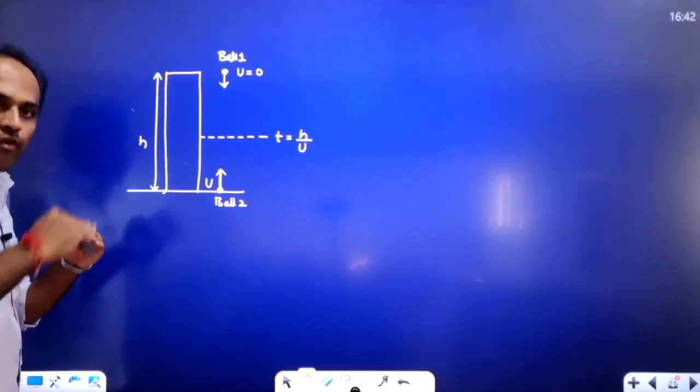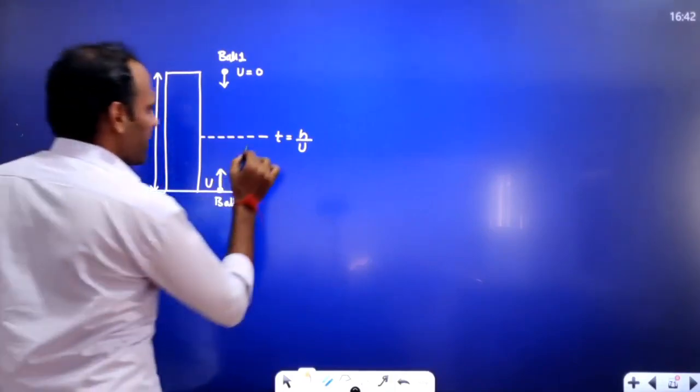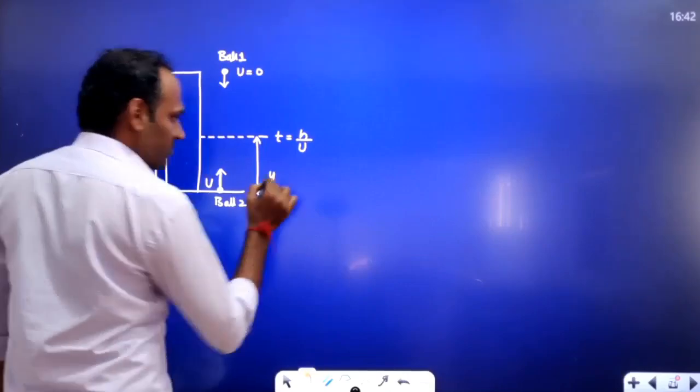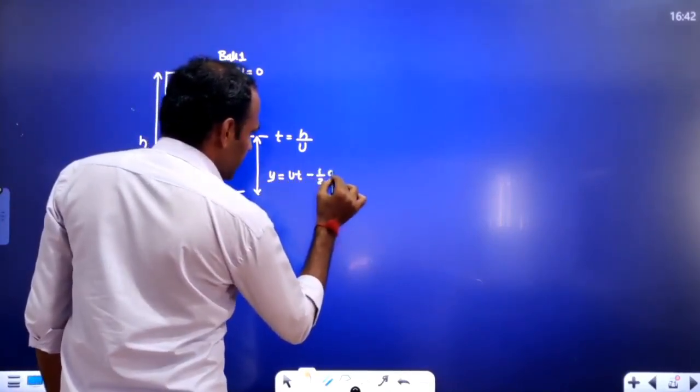At how much height from the ground will both the balls meet? So the height at which they will meet, I will call it y. That will be y is equal to ut minus half gt square, right?